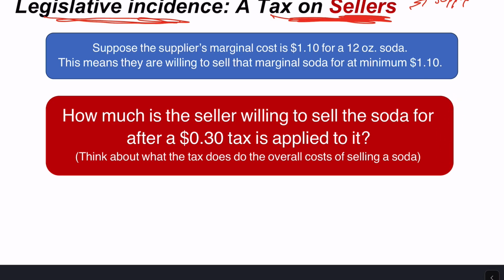So how much do you think the seller is willing to sell the soda for after a 30-cent tax is applied to it? Think about what the tax does to the overall cost of selling that soda. Does it make it go up or down? I want you to pause here and think about what would be the minimum price that they'd be willing to sell it for after that tax.